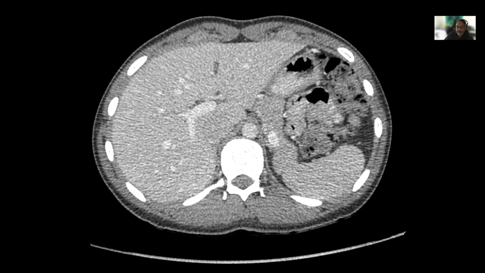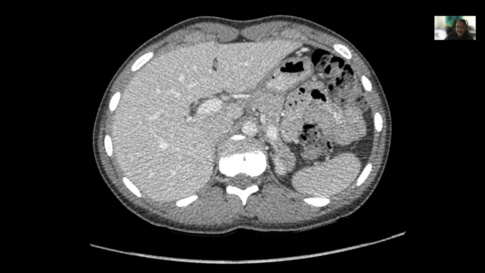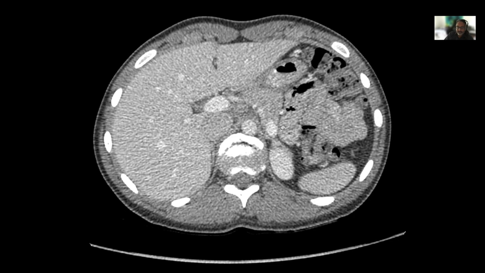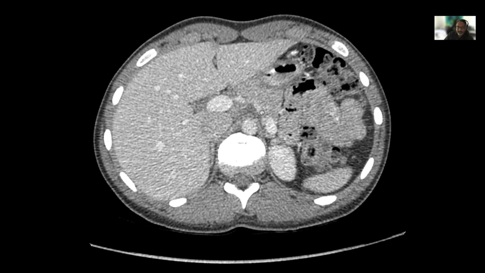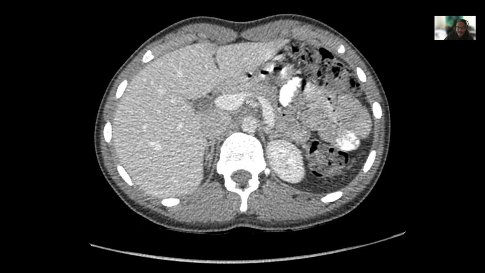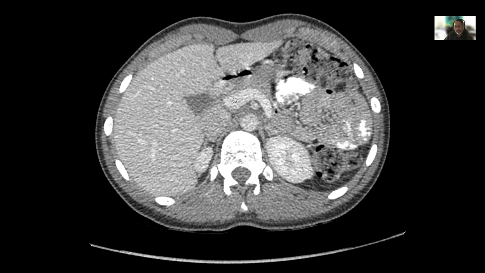That's the splenic artery again. That's the splenic vein. That's the splenic artery. Here's the splenic artery that's going to join the common hepatic artery here. And you can see the splenic vein is going to join here. We'll do the veins in a little bit.